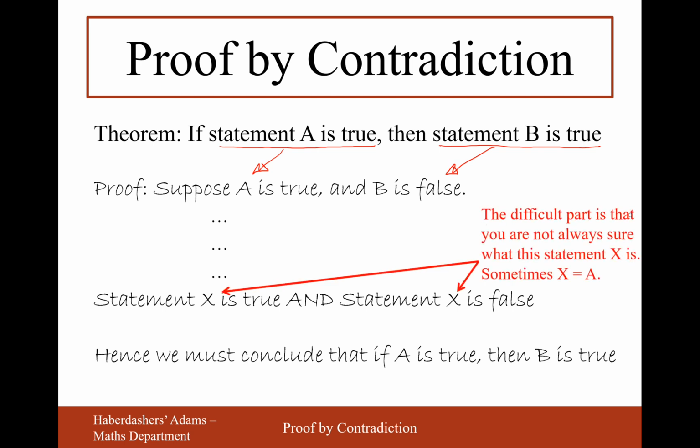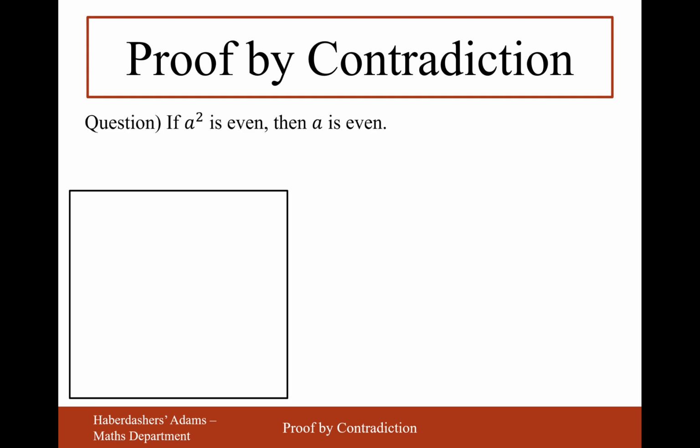And the difficult part is that you are not always sure what statement X is. Sometimes statement X is actually the same as statement A. It can't be statement B because that's not how proof by contradictions work, but it sometimes is statement A. You might end up finding that statement A is true because it says it's true up here, and statement X is false, and that might be your statement A, or it might be a different statement, but I'll show you a few examples now. So this is the proof that we'll go through in a second. So if A is true, then B is true.